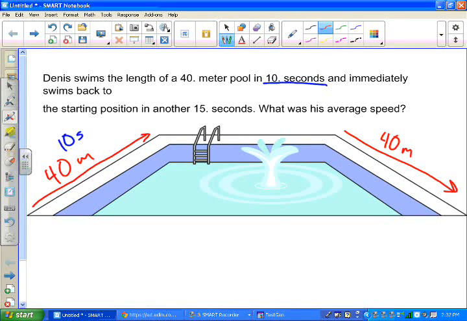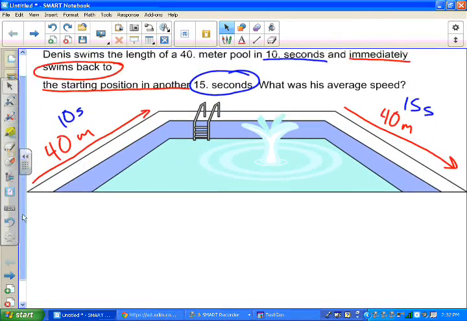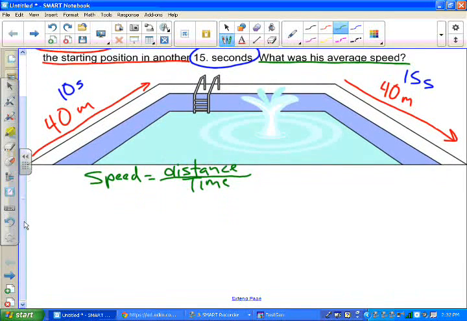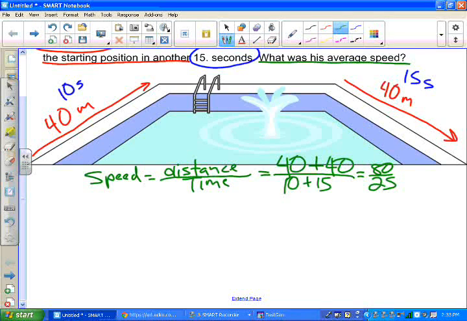Then it says that he swam back immediately, which is another 40 meters, so he swam down and back, and when he swam back, he did that in 15 seconds. And so the question is, what is his average speed? Well, remember that the speed is going to be the total distance traveled over the total time. So the total distance is the 40 meters down plus the 40 meters back over 10 seconds down plus 15 seconds back. So you get 80 meters over 25 seconds.